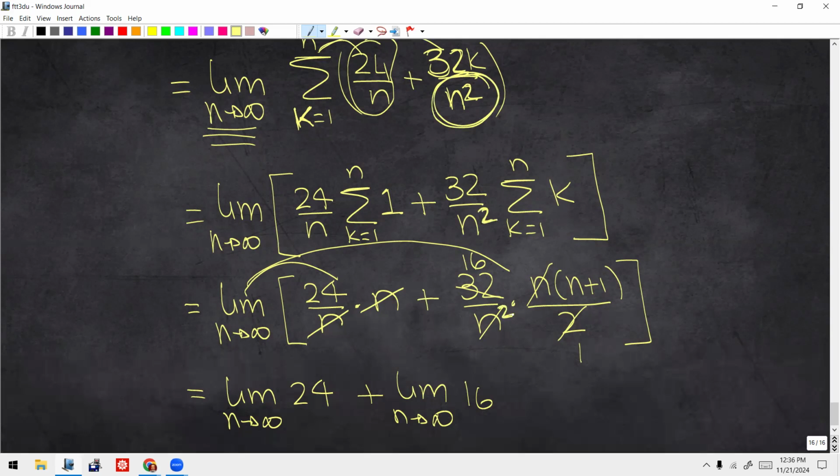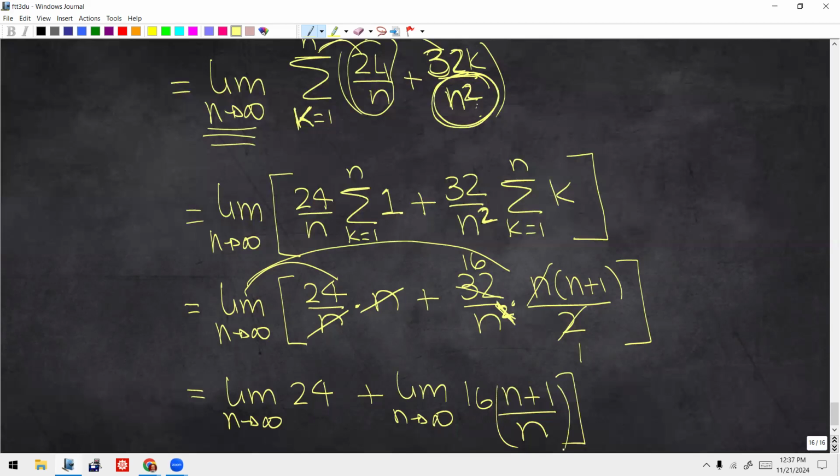N squared, right? Because there was an n squared here, I forgot to write the square. So one of the n's will cancel, okay? Not all of them, because that wouldn't work. Is that okay? And then you'll be left with what? N plus 1 over n. Is that okay? Because one of the n's will cancel. Are we good so far?